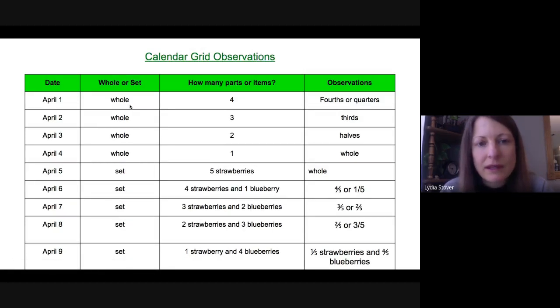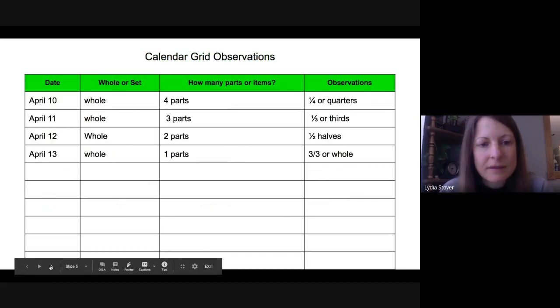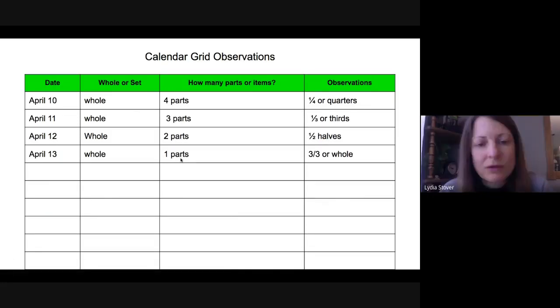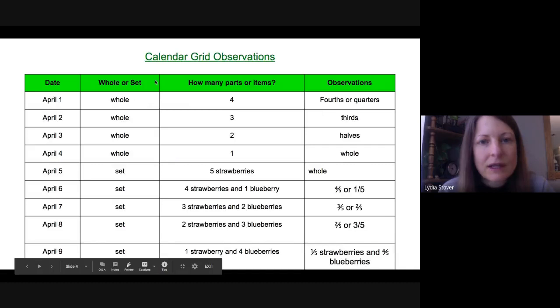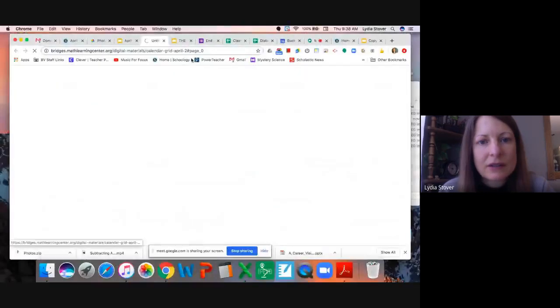Notice the patterns that we've had since the beginning of April. We started with a whole divided into 4 equal parts, 3 equal parts, 2 equal parts, and 1 equal part. And then we've had sets where we've had strawberries and blueberries. The last time we were together, we looked at the whole. And again, we had 4, 3, 2, 1, but it was a circle that we looked at. All right, so now we're going to take a look at our calendar.